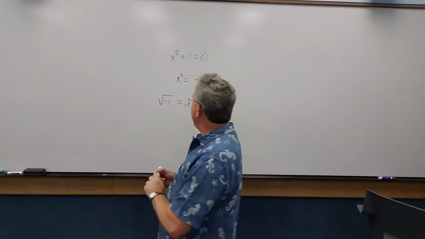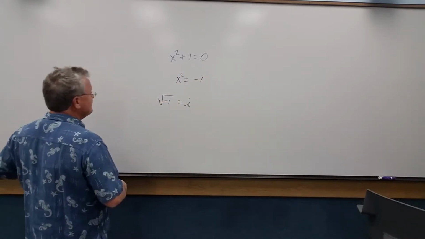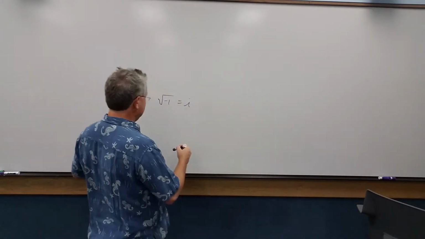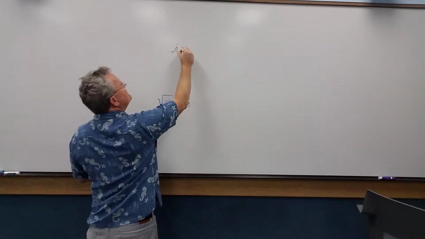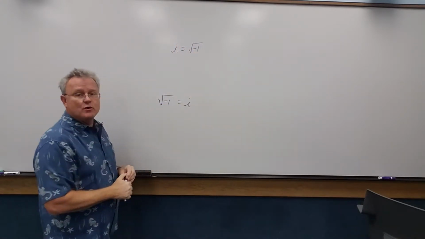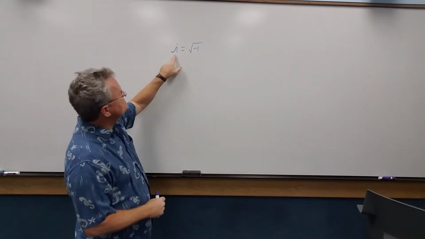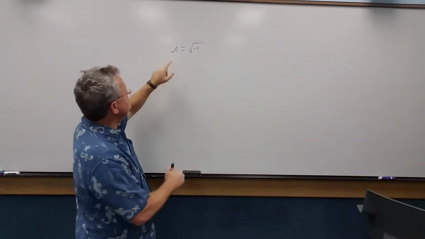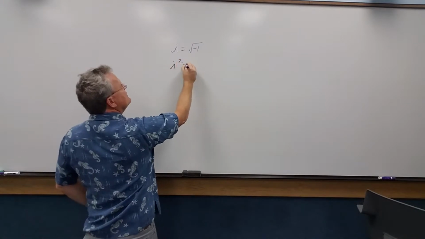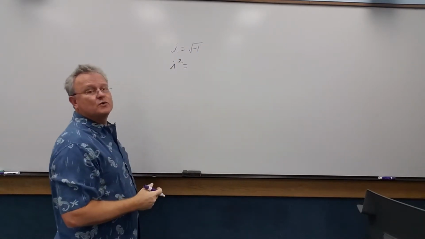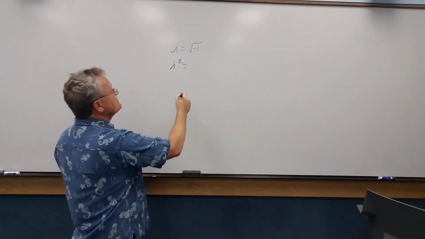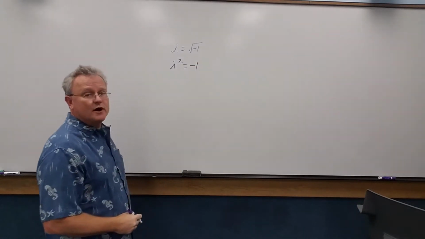So this is the main thing we want to know. Let me just write this down again. i is the square root of negative 1. Now another thing we want to know is, notice if we square both sides, we get i squared. And when I square a square root, they cancel each other, and we get i squared is negative 1.